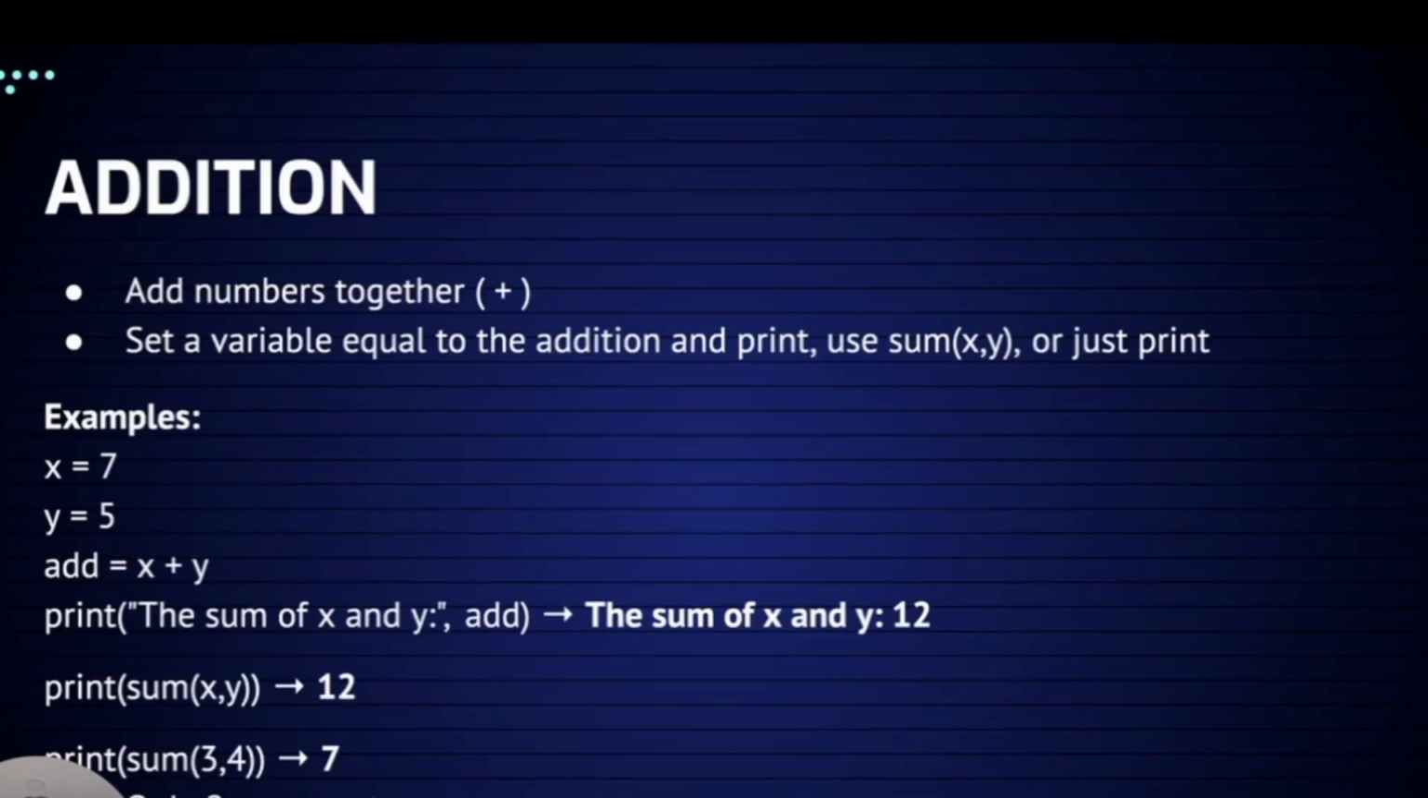So to add two numbers together, you can either set a variable equal to the addition and print that, you could use the sum xy function, or you could just print the addition of the two numbers. So if we had x as 7 and y as 5 as an example, if we stored x plus y in the add variable and just printed the add variable out, we would get 12. Same thing if we use the sum xy function, which only takes two arguments. Since the x and y variables are already defined at the top, it would plug in those variables and add them together using the function to get 12.